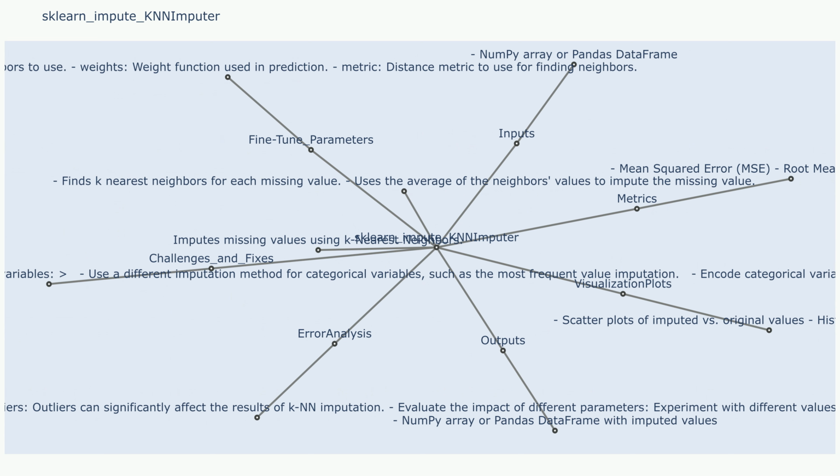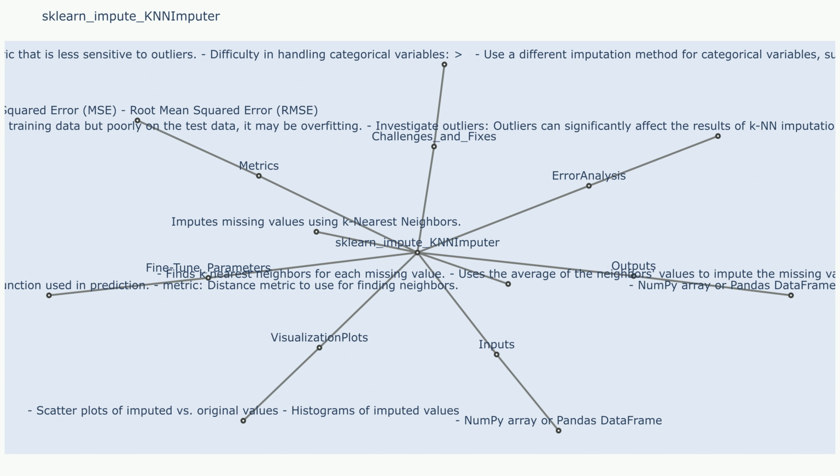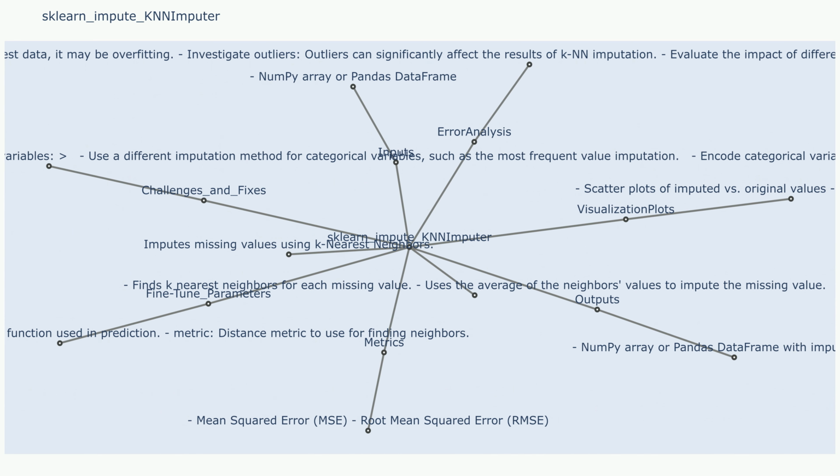Metrics. Mean absolute error (MAE): the average difference between the imputed values and the true values. Root mean squared error (RMSE): measures the average squared difference between the imputed values and the true values. Visualization plots. Scatter plots: you can visualize the imputed data alongside the original data to see how the imputed values fit within the overall distribution. Histograms: analyze the distribution of the imputed features to understand the impact of the imputation.